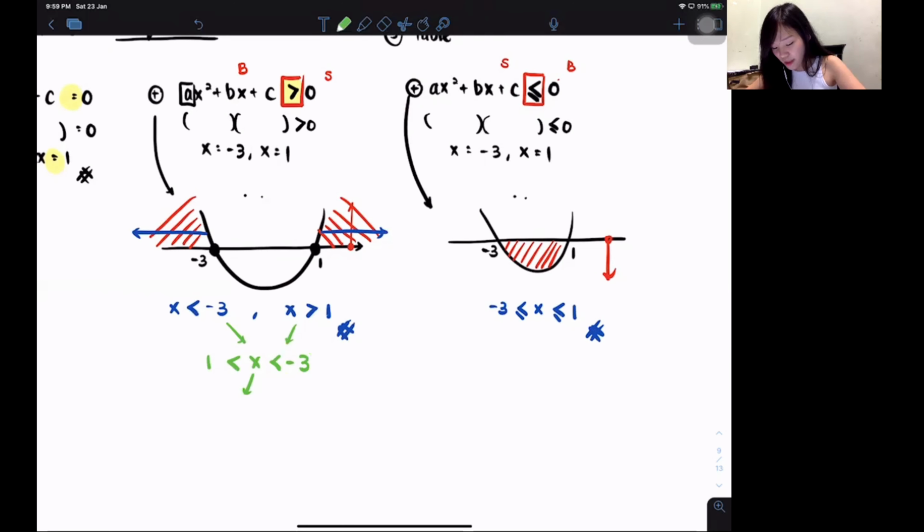You actually think twice. Is there any number bigger than 1, smaller than -3? None. That means you are writing an answer that doesn't make any sense, my dear. Because with logic, none of the values can be bigger than 1 at the same time smaller than -3. That's why you guys couldn't write like that.